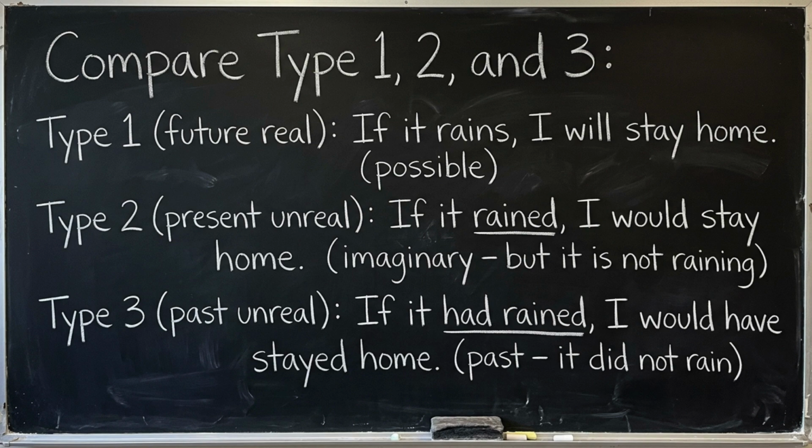Let's compare type 1, 2, and 3 using the same idea. Type 1, if it rains, I will stay home. Rain is possible in the future. Type 2, if it rained, I would stay home, but it is not raining now. This is imaginary. Type 3, if it had rained, I would have stayed home, but it did not rain in the past. This is past regret. The time changes. Type 1 is future real, type 2 is present unreal, type 3 is past unreal.